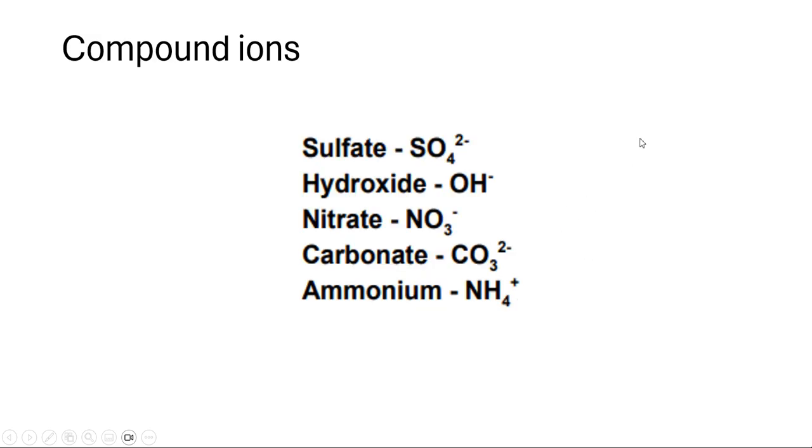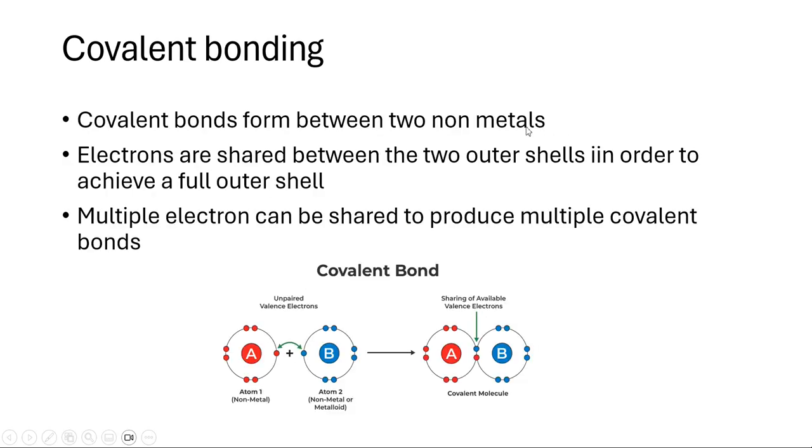Alright, calm. Compound ions. So you've got some compound ions you need to know about. Sulfate is SO4 2 minus, hydroxide is OH minus, nitrate is NO3 minus, carbonate is CO3 2 minus, and ammonium is NH4 plus. Calm.